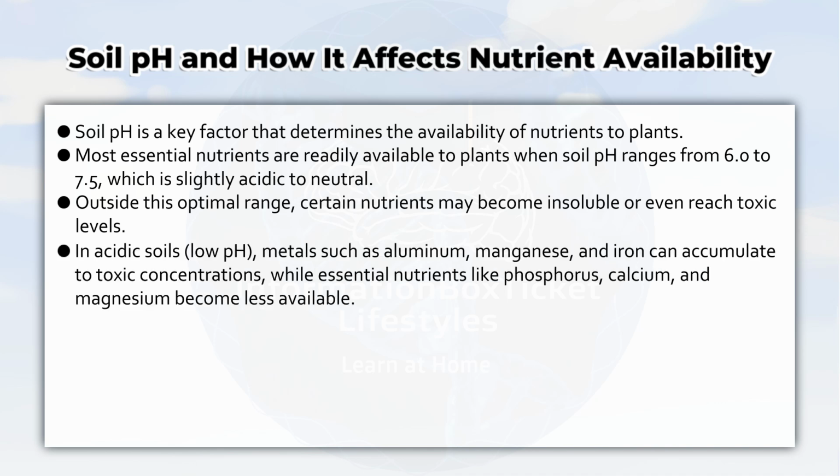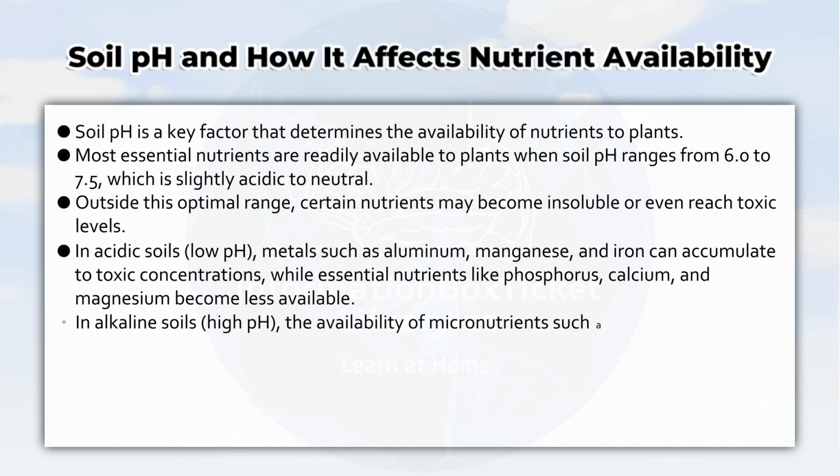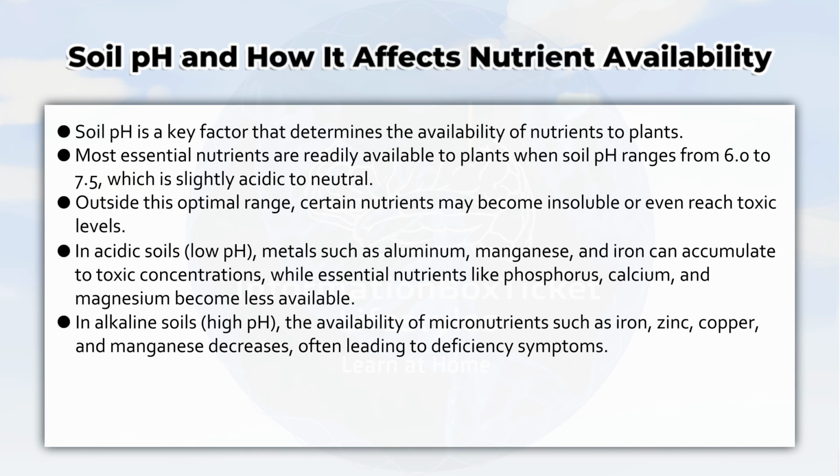In acidic soils, low pH, metals such as aluminum, manganese, and iron can accumulate to toxic concentrations, while essential nutrients like phosphorus, calcium, and magnesium become less available. In alkaline soils, high pH, the availability of micronutrients such as iron, zinc, copper, and manganese decreases, often leading to deficiency symptoms.